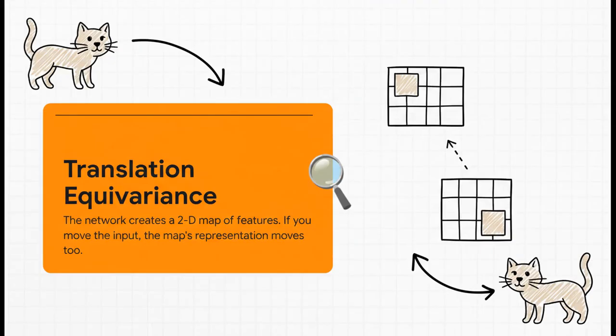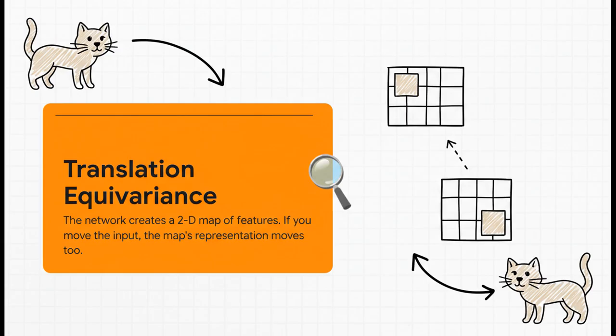So what on earth is translation equivariance? It's actually pretty simple. It just means that if something moves in the original image, the network's internal map of that thing moves by the exact same amount. So if there's a cat in the top left corner of the picture, the cat detector part of the network lights up in its top left corner. If you move the cat to the bottom right, guess what? The cat detector lights up in the bottom right. The network's response literally follows the object around.